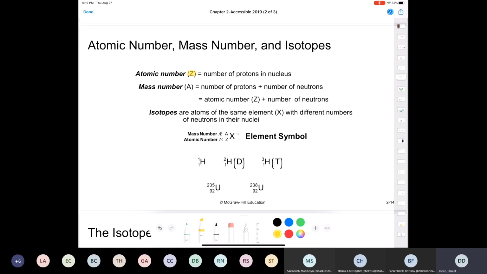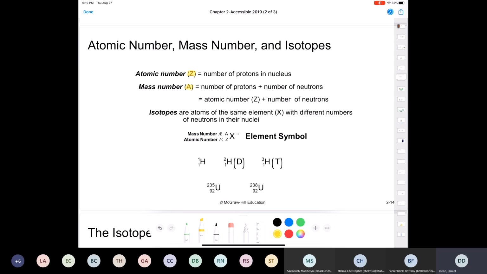Now the mass number is the symbol A, and that is equal to the number of protons plus the number of neutrons. Since atomic number is the number of protons, you could also say mass number is equal to the atomic number plus the number of neutrons. Either way is perfectly fine.